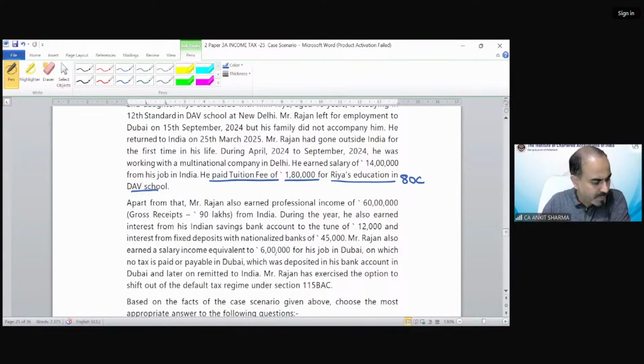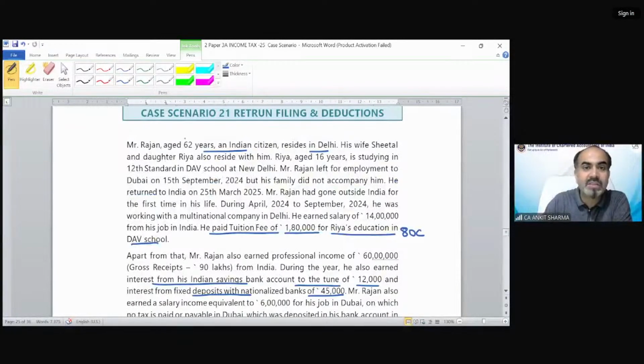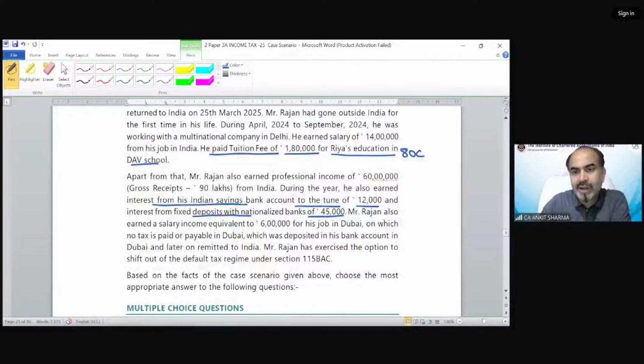Apart from that, Mr. Rajan also earned professional income, no reduction concept. During the year, he also earned interest from his Indian savings bank account to the tune of 12,000, and interest from fixed deposit with a nationalized bank is 45,000. So we need to see the age. The age is 62 years. And I guess in this case, he became the resident of India. So the total interest is 45 plus 12, that would be 57,000 rupees.